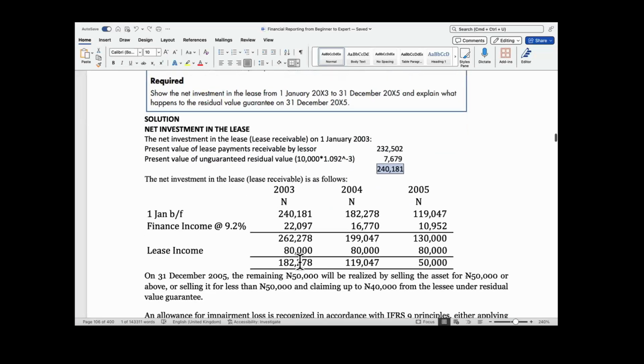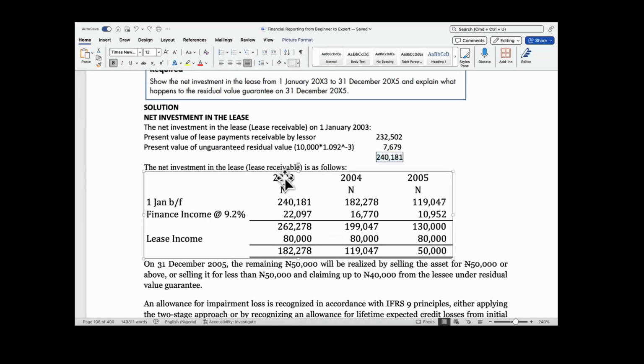Then at the end of the year, from 2003, the opening is 24181. You add finance income of 9.2% on this 24181. You get 22,097. You deduct your lease income of 80,000. It brings it down to 182,278, which you are going to carry forward to next year.